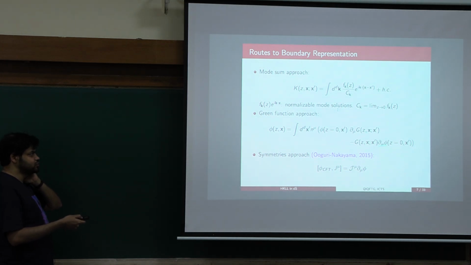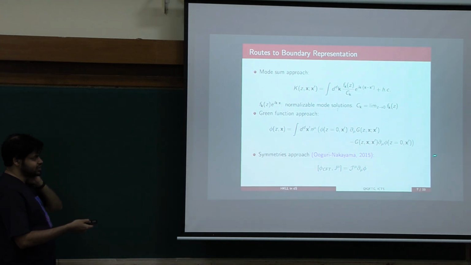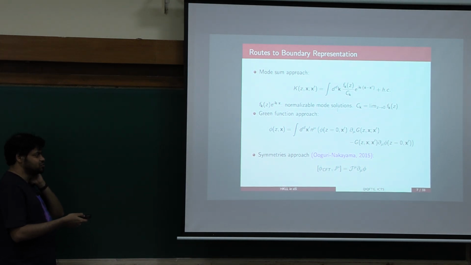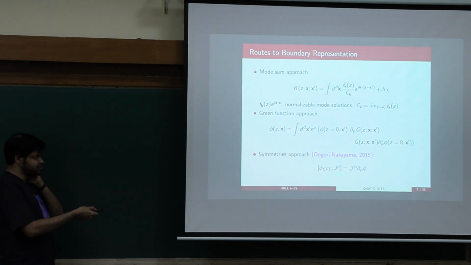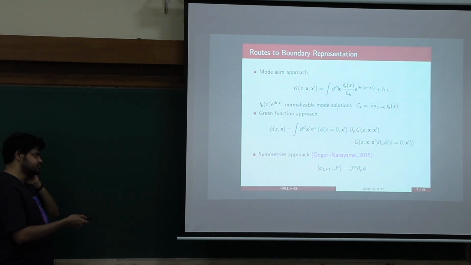There's also a symmetries approach by these people, where the idea is to ask how this boundary representation, which is a boundary operator, transforms under conformal symmetries of the boundary, and then you demand that it transforms under the conformal symmetry of the boundary in the same way as a bulk field would transform under bulk isometries. So these J's are boundary conformal symmetries and these are bulk isometries. There has to be a consistency, because this is mimicking a bulk field which will also transform in the same way. By demanding that, and also the equations of motion, you can fix this phi.